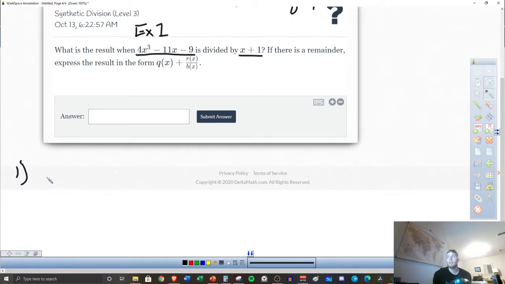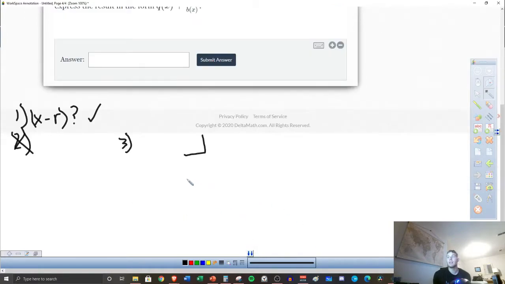Step 1, is the divisor in the form x minus r? That's the first question. So when you're doing this division, you want to check that. Is that true? Yes, there's no lead coefficient in front of that, any lead coefficient greater than 1, so this is good. We don't have to do step 2.